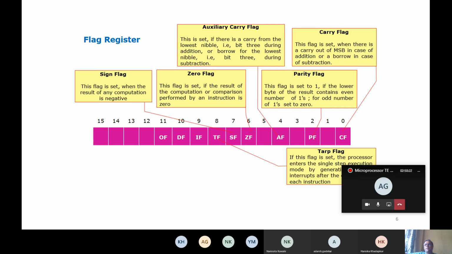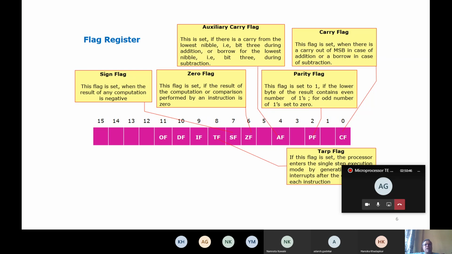This is a control flag. That means this will not be set or cleared by the processor. This is required to be set or cleared by the programmer. So if the programmer sets the trap flag, then the processor enters into single step mode. The programmer has to set it.